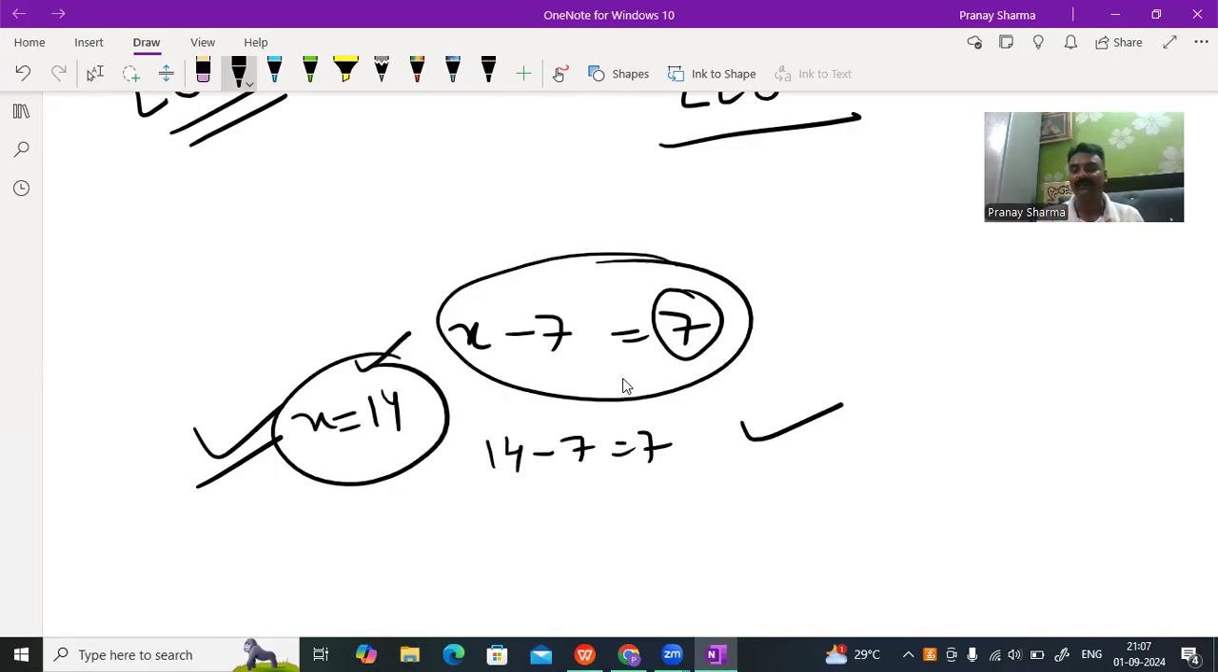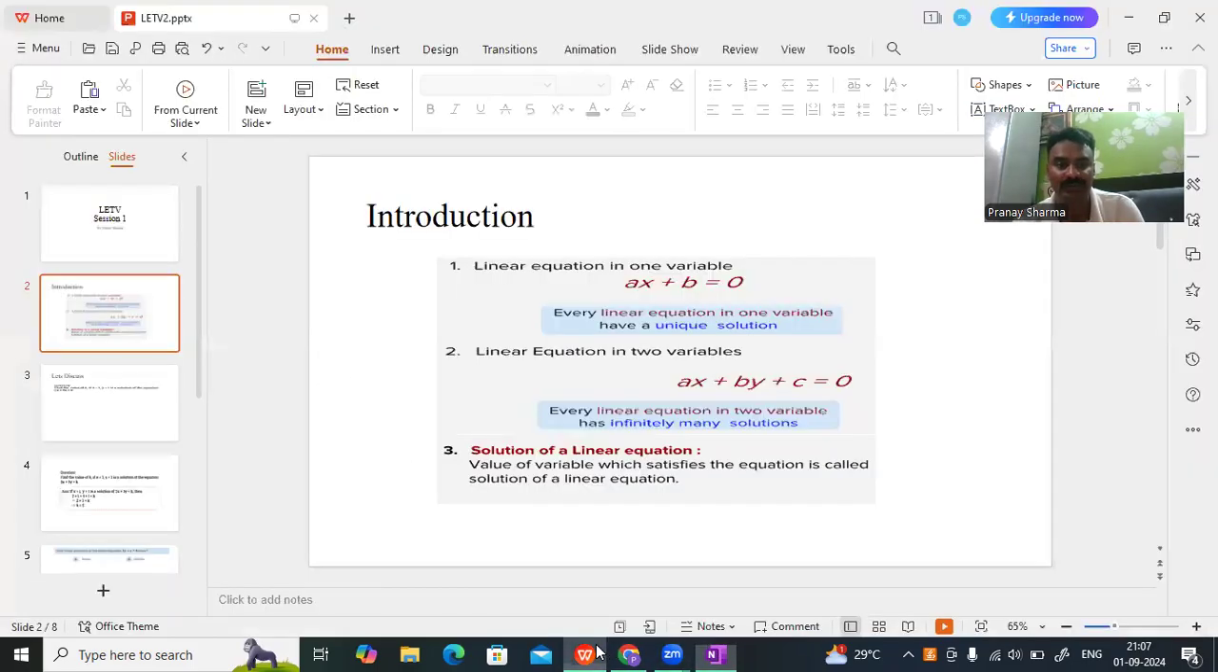Whatever value that we are putting for that variable, if that value satisfies the equation, satisfies means LHS equals RHS, then we can say that yes, that particular value is the solution of that equation. All right. So we have only one possible value for this. That means linear equation in one variable has only one solution, or rather I should say unique solution. So that is what they have mentioned here.